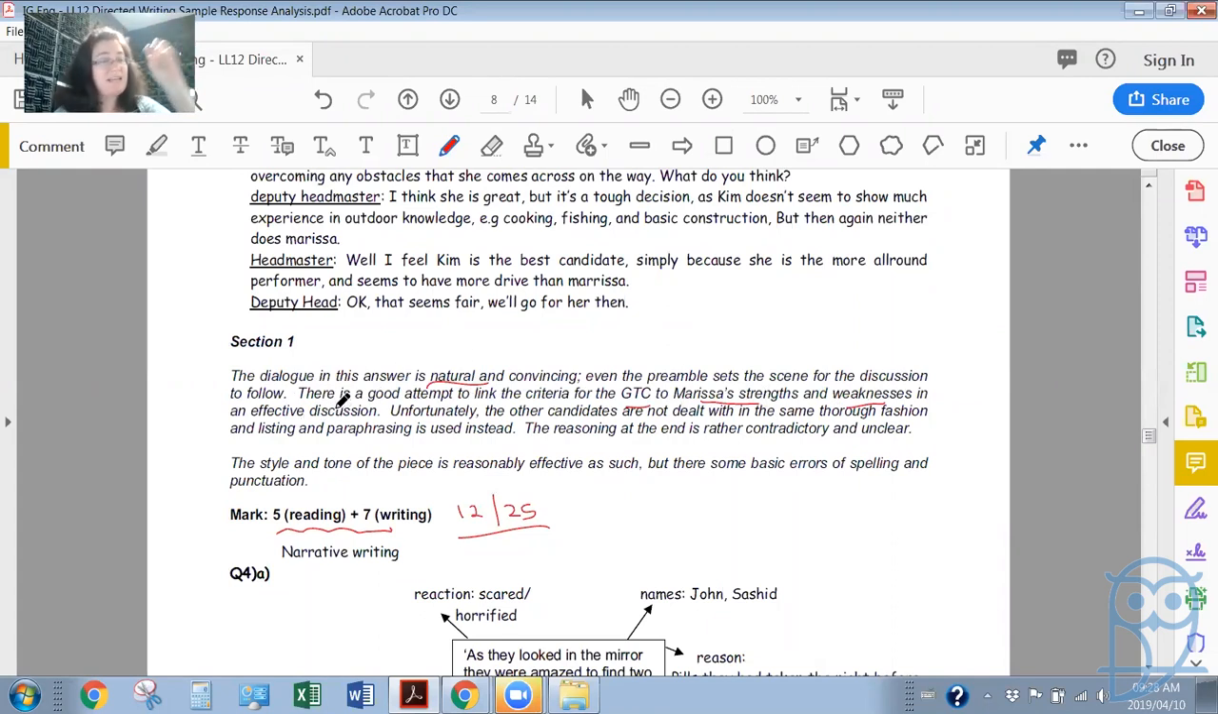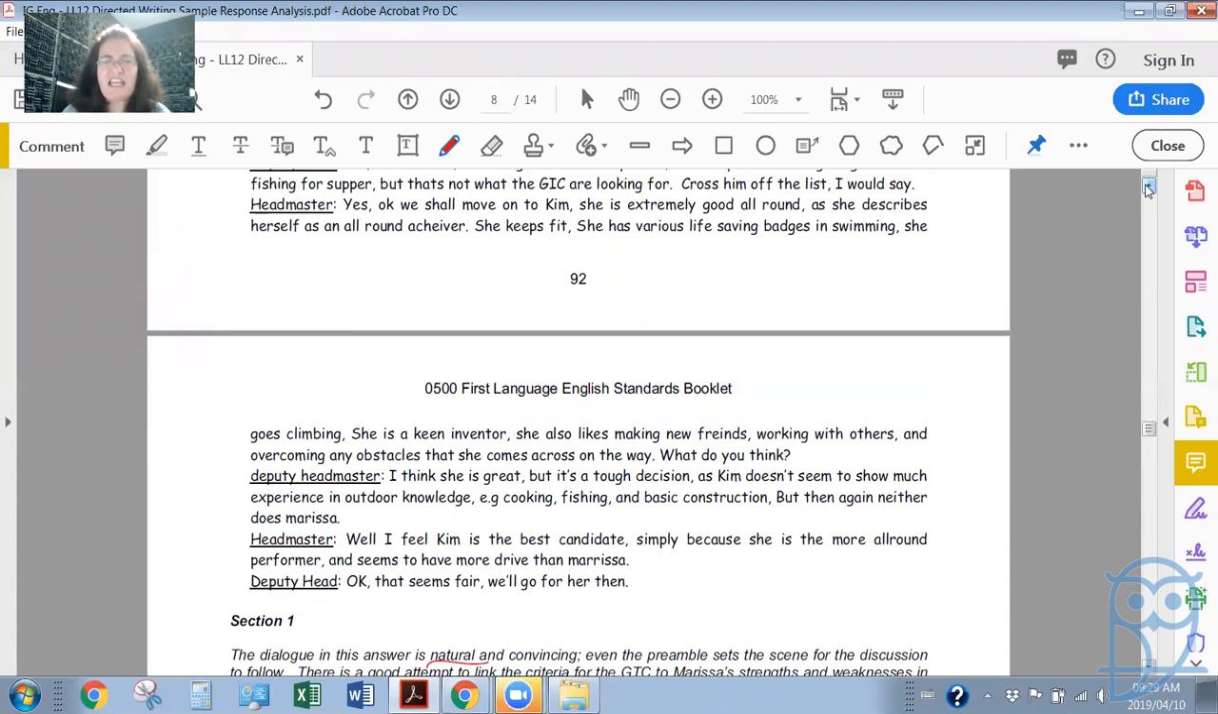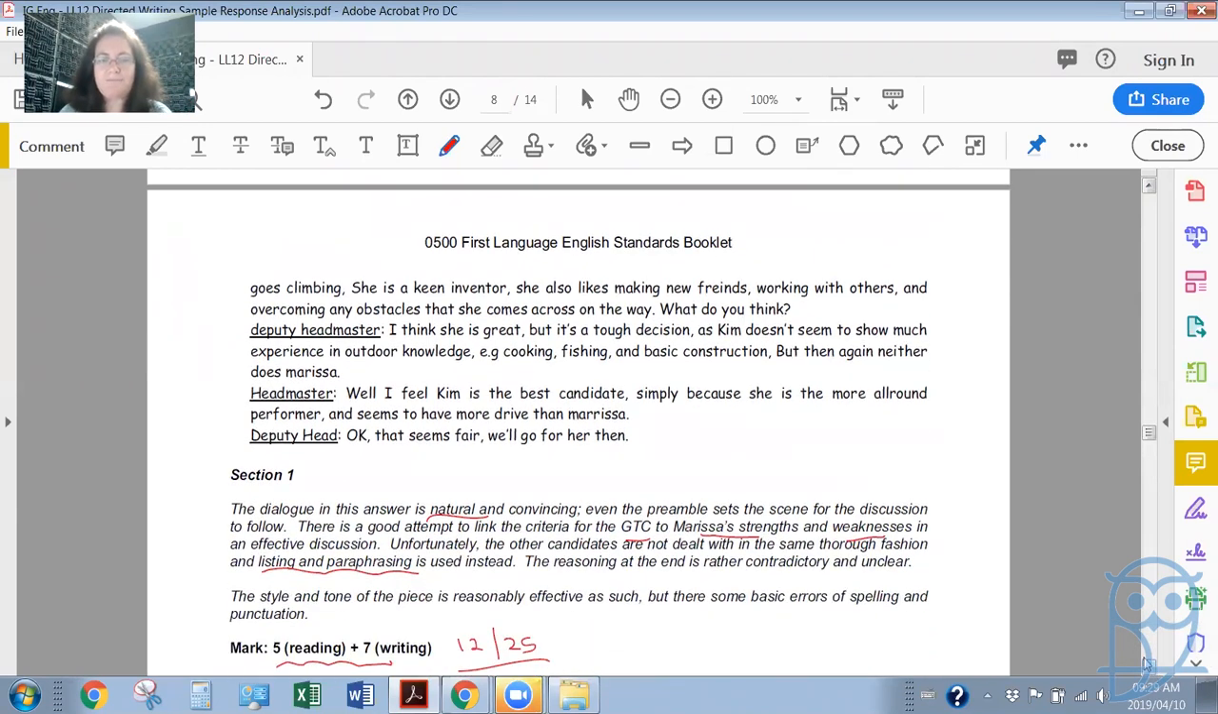So you'll see if you read through it, it's all about Marissa, then they touch on Didier and Kim, and just by touching on Kim at the end, they decide to go for Kim. But they haven't fully explored Kim, okay? So this is the problem. They're not dealt with in the same thorough fashion, and listing and paraphrasing is used instead. At some point you'll notice, in fact, they probably lift almost word for word everything about Kim. So she keeps fit, she has various life-saving badges in swimming, she goes climbing, she's a keen inventor, she likes making new friends. I mean, this is like word for word. Don't do that. Use your own words.